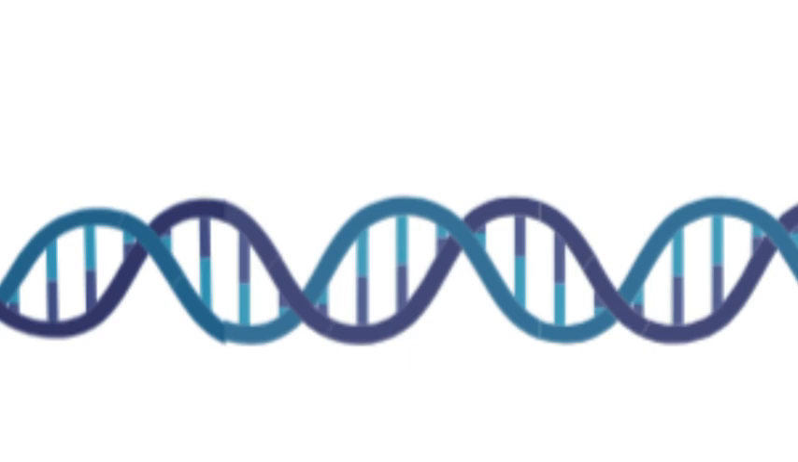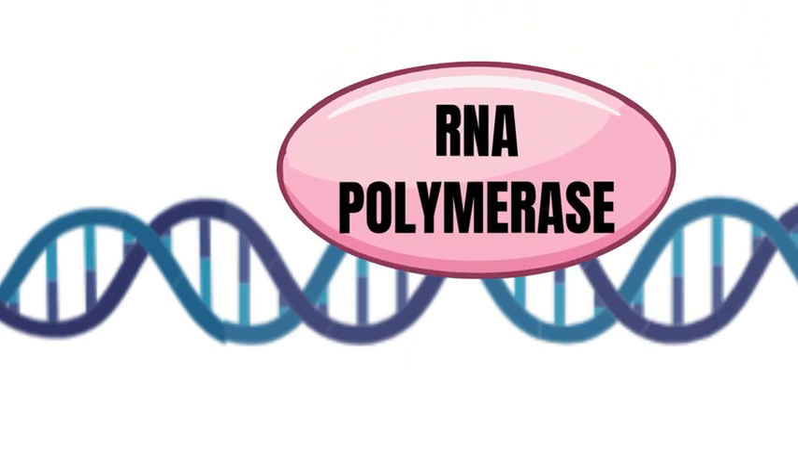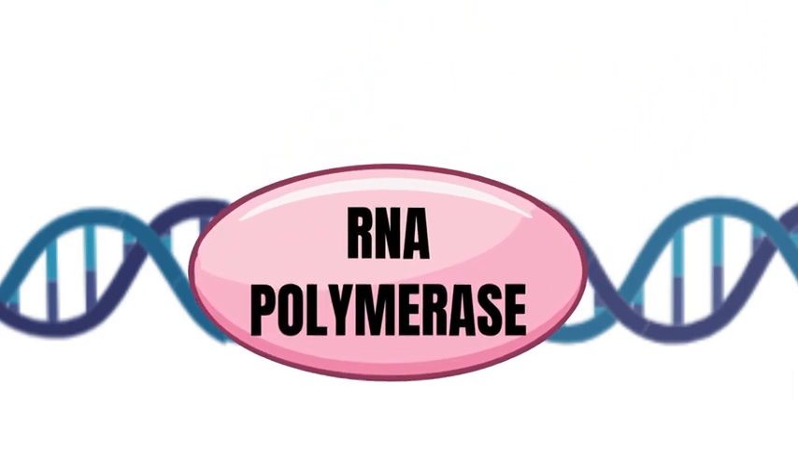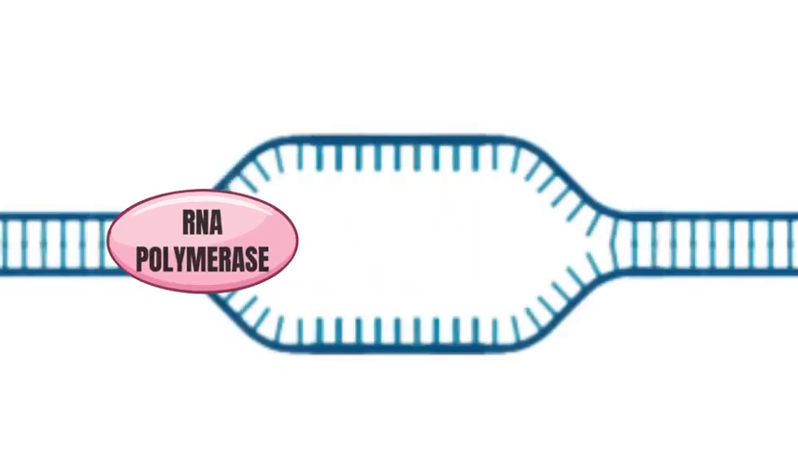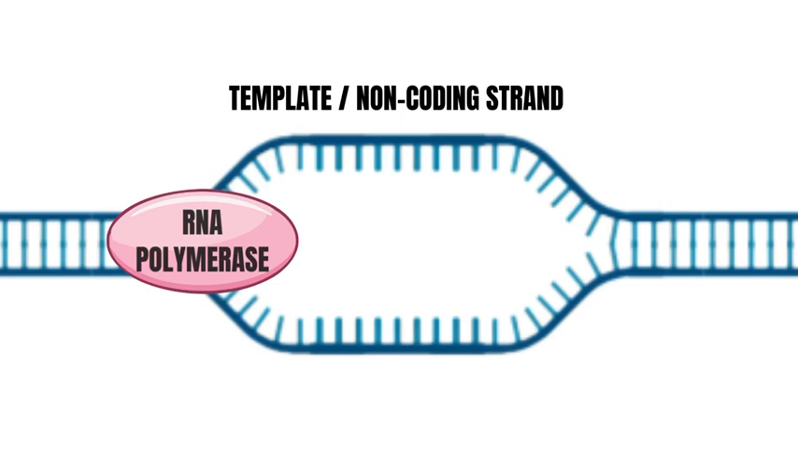Transcription is how a cell copies DNA into RNA. RNA carries the instructions to make proteins. The enzyme RNA polymerase reads the DNA and binds to a promoter, getting ready to start transcription. It unwinds the DNA strand. One of the unwound strands is known as the template, non-coding strand, and the other is the coding strand.